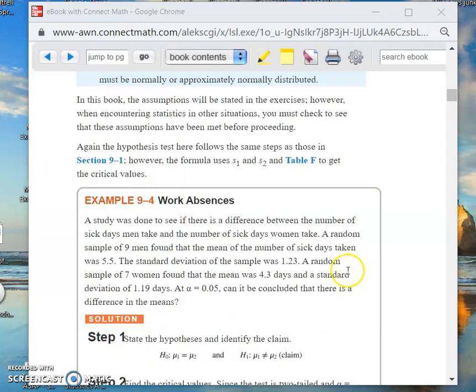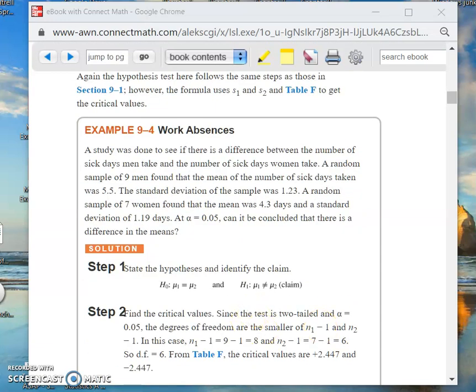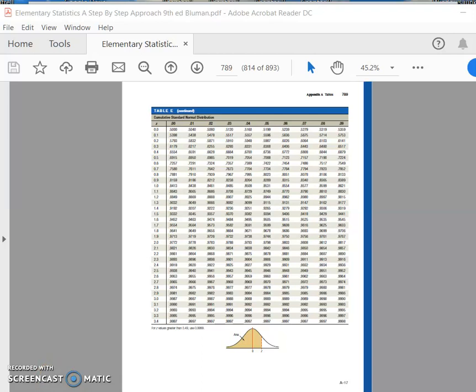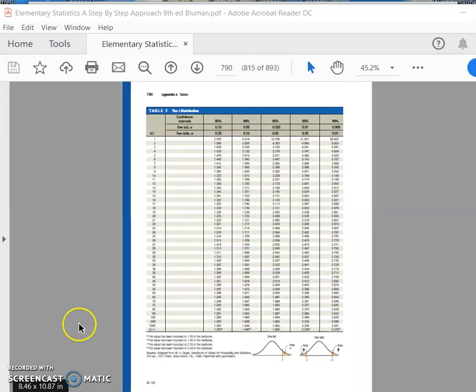Okay, so we follow the same steps as before, and we're going to use a different table, however, to find the critical values. This is table F that was just mentioned. On the left-hand side, we have the degrees of freedom. Over here, we have the various information that we need. Down here, we have the cartoon that we use to help keep ourselves organized.